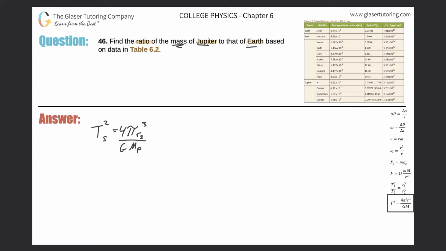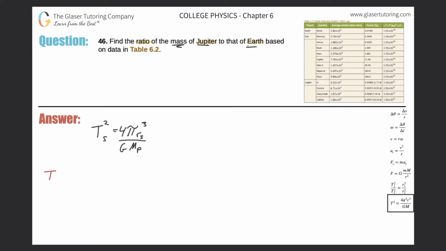So keeping this formula in mind, what I'm going to do is create two formulas: one that relates the mass of Jupiter to one of its satellites, and another formula that relates the mass of the Earth to one of its satellites. Okay, so let's do that. Let's create the two equations now.